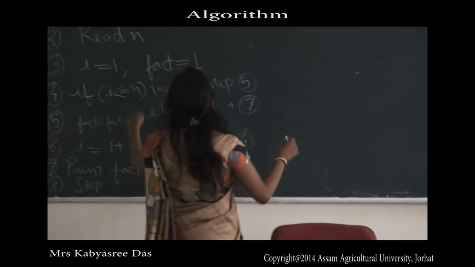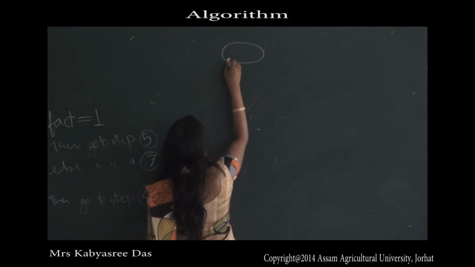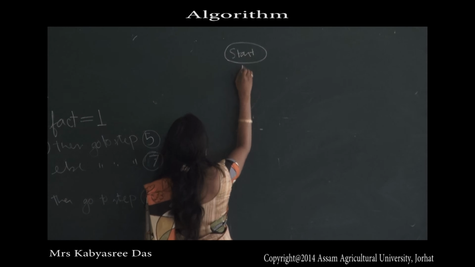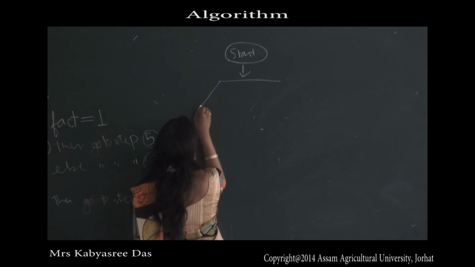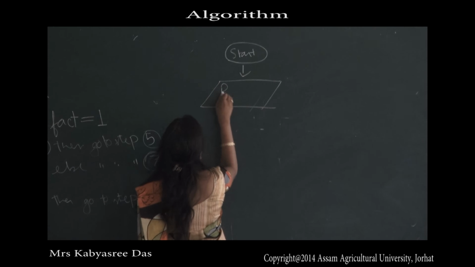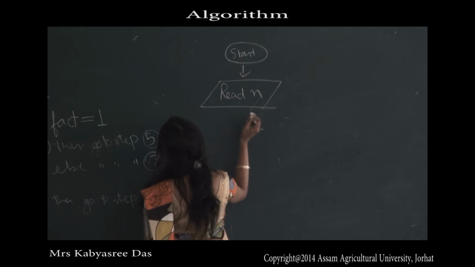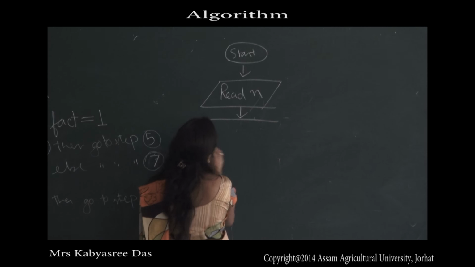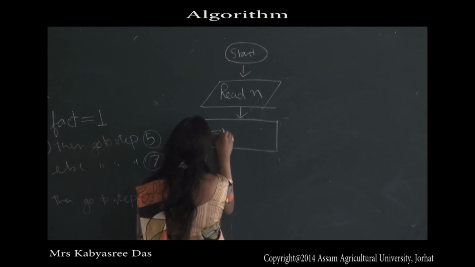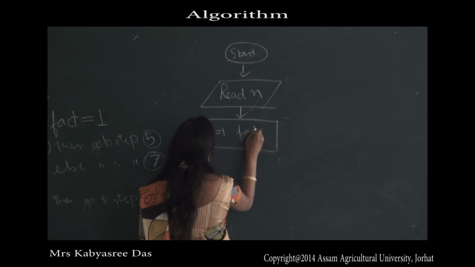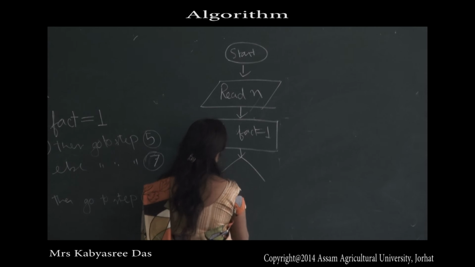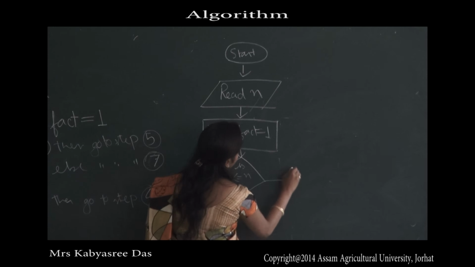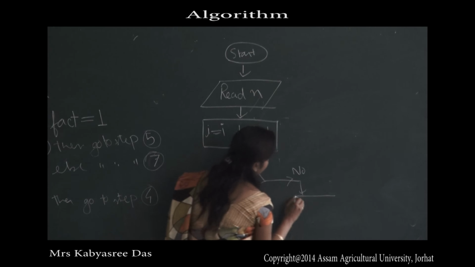First, you draw the flowchart for this. Start. If it is no, then directly print the value of fact.